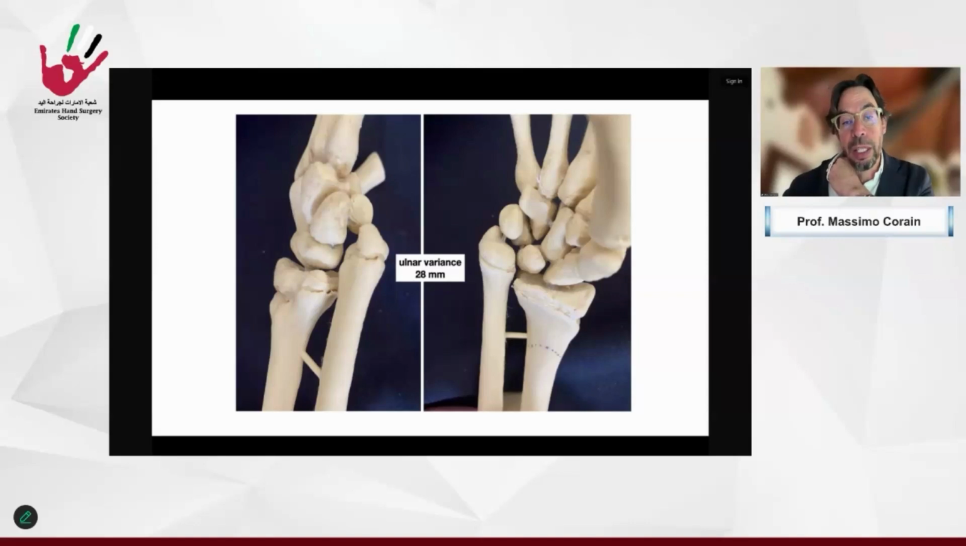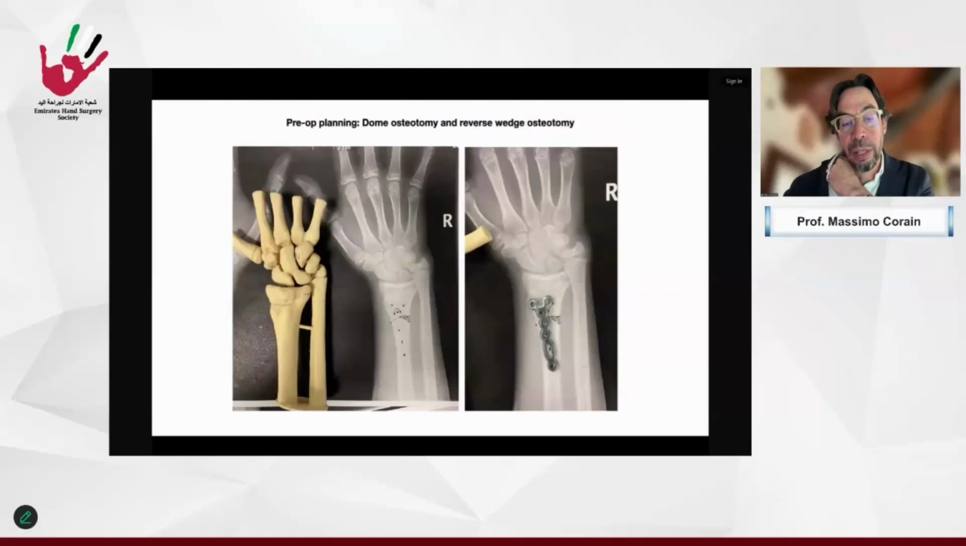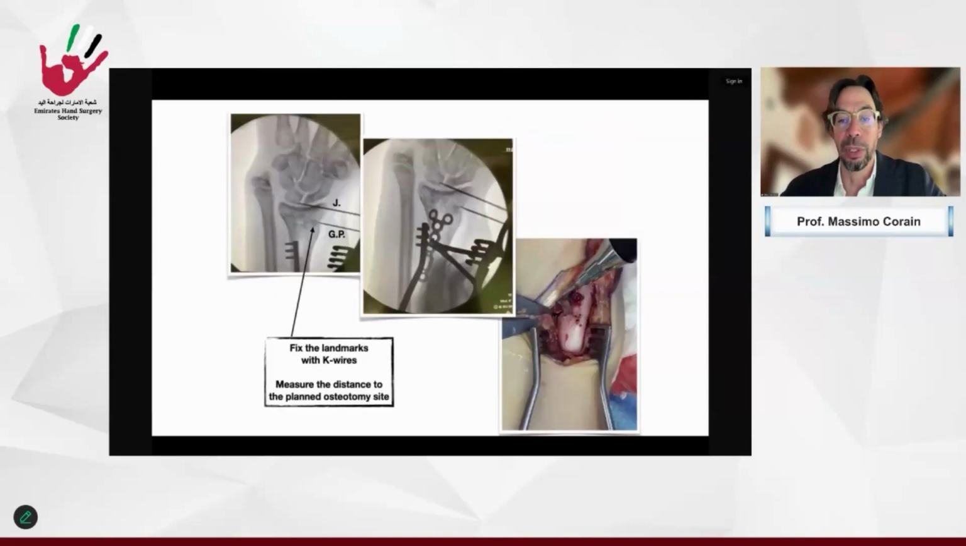So I measured 28 millimeters of ulnar variance, and on a sheet, I simulated the osteotomy, the reverse wedge. I chose an ulnar plate, in this case, for the small dimension of the bone and the necessity to have almost a free screw between the osteotomy and the growth plate that was remaining.